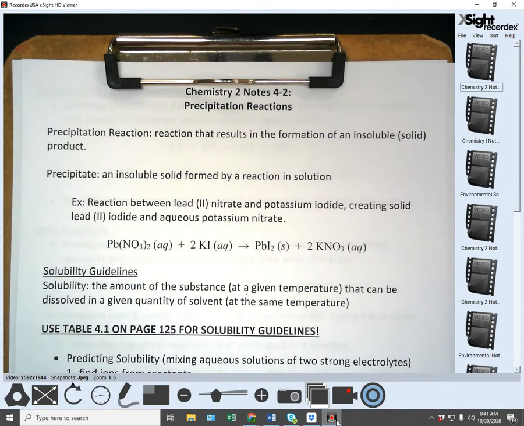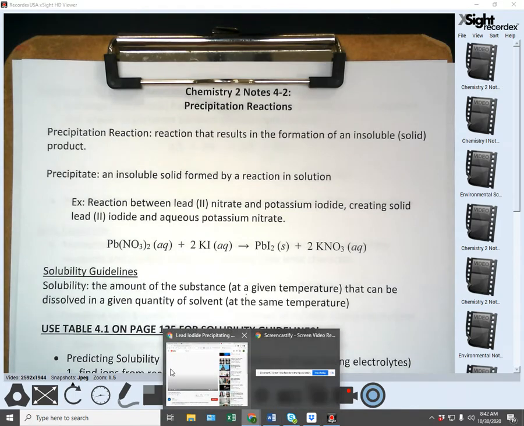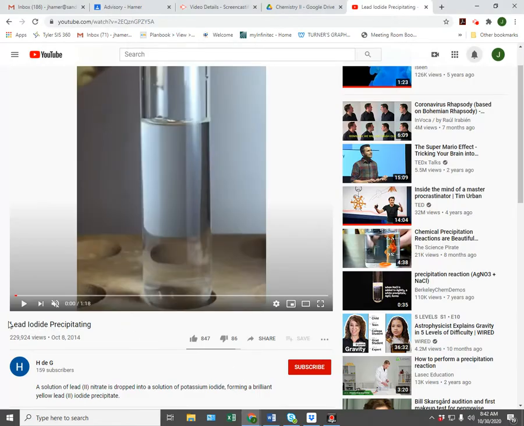We talked about this a little bit in Chem 1 when we talked about signs of chemical reactions. I don't know if you guys remember that. It was change in temperature, change in color, the formation of a gas, and then the fourth one was formation of a precipitate. If you don't recall, I do have a video of a precipitation reaction.